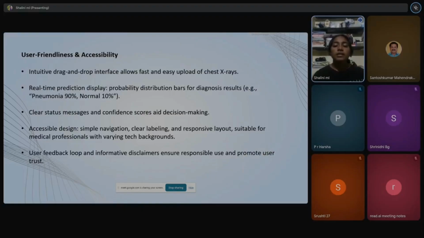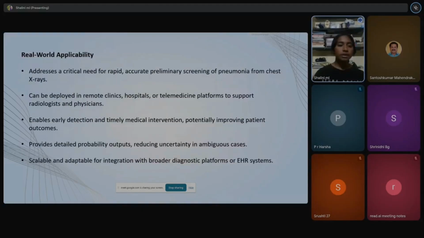Additionally, a user feedback loop is incorporated, which allows the user to report issues, share suggestions, or provide feedback on prediction accuracy. This helps continuously improve the system performance and usability. Informative disclaimers are also included. They remind the users that this tool is not meant to replace, it is meant to assist, professional medical judgment. It ensures a responsible and ethical use of AI in the healthcare sector. Next is continuing by Arshita.